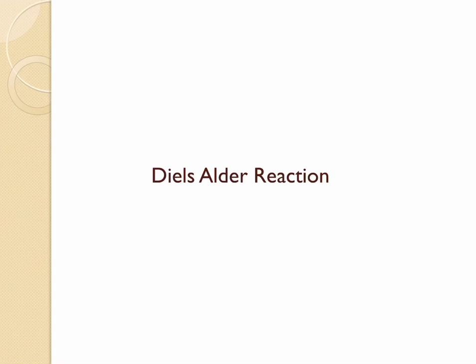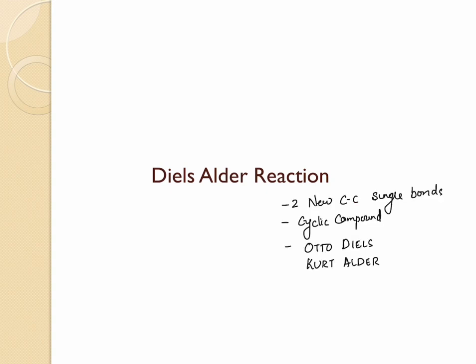Diels-Alder reaction. The Diels-Alder reaction is a very useful reaction as it creates two new carbon-carbon single bonds and also forms a cyclic compound. The reaction was discovered by Otto Diels and Kurt Alder, and they shared a Nobel Prize in 1950 for this exemplary work.